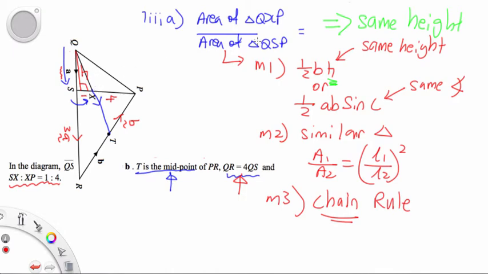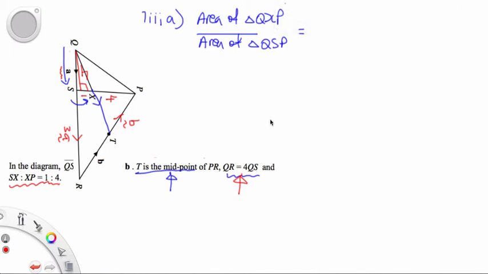So that means I'm using method 1. To use method 1, I can straight away write down half times base times height. Once you know the base, QXP, write down the base. And then the height, because they just share the same height, you can write H. For QSP, the base will be SP, and then the height H.